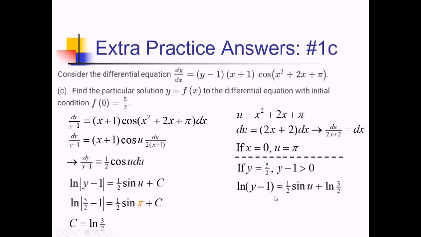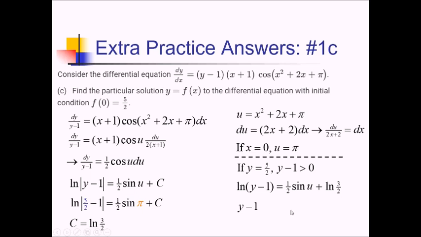So to get to the bottom of all this, I need to isolate y by taking e and raising it to both sides. So on the left side, then, that's just going to leave me with y minus 1. On the right side, I've got e to all of this stuff. Now, since these things are being added and they're ending up as exponents that are being added, I could really split that up into e to the 1/2 sine of u times e to the ln of 3/2. E to the ln of 3/2, e and ln cancel, that's just 3/2.